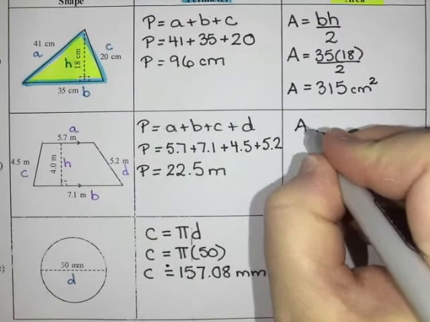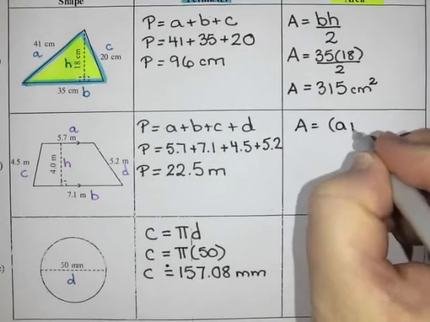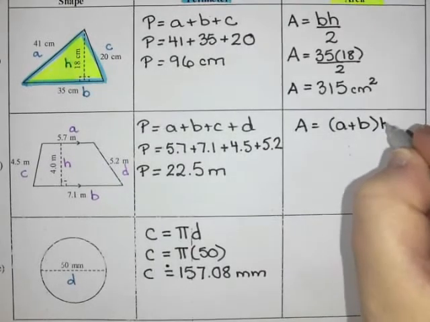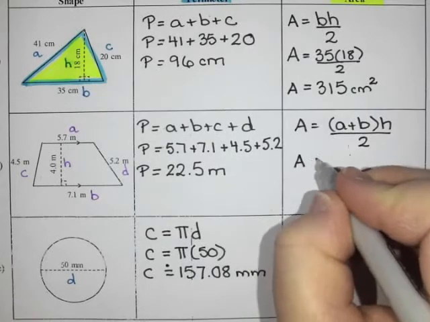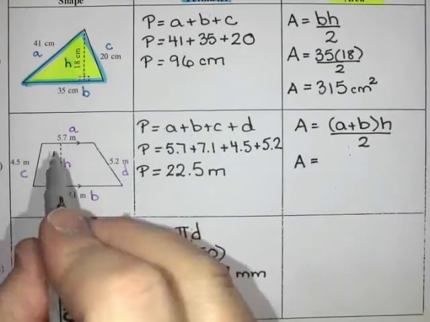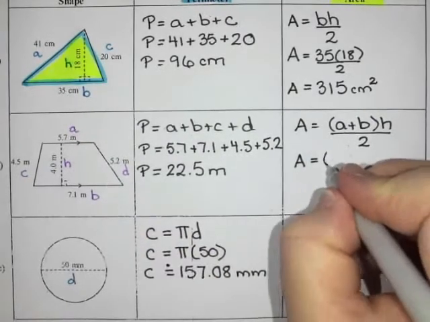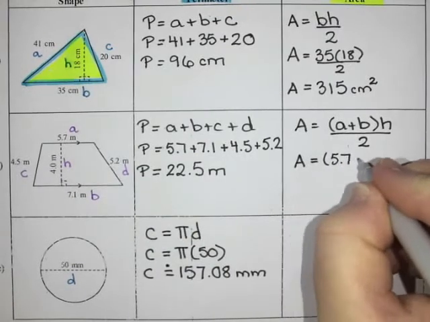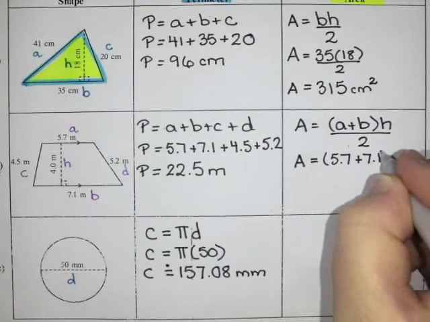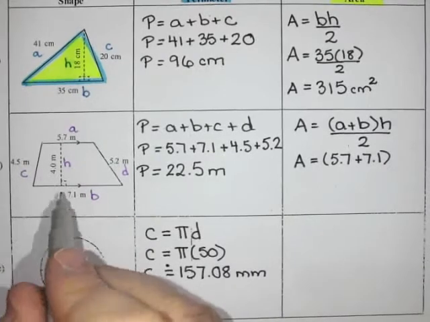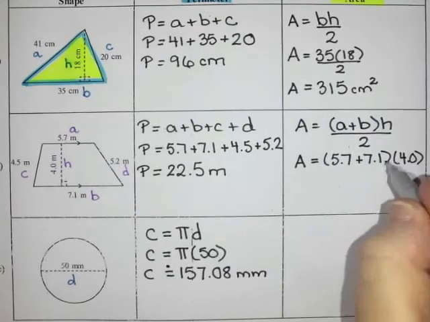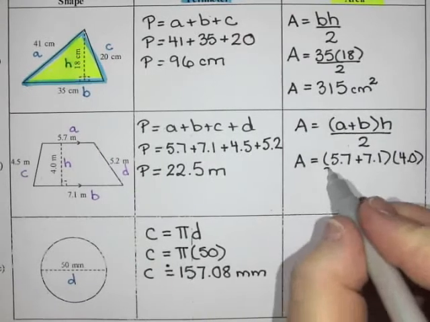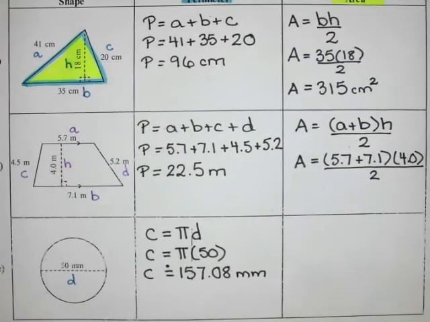So my area is a plus b times h divided by 2. Now a and b are the parallel sides, which we've already labeled. So I have 5.7 and 7.1. And they need to go in a bracket to show that that needs to be done first before we multiply it by the height, which is 4.0. Now I put that in a bracket just to show that it was multiplication. And then that's divided by 2.